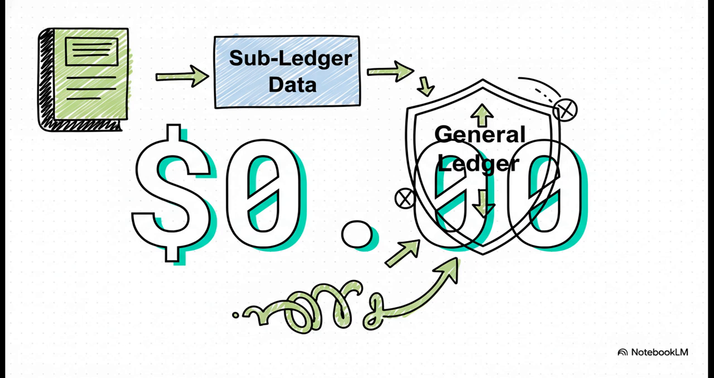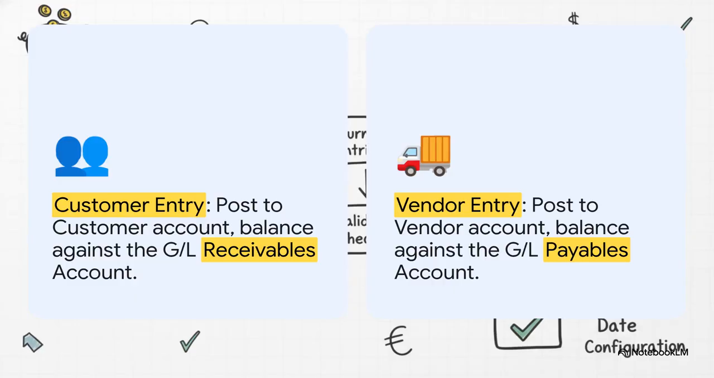Every single journal we post to bring in that subledger data is specifically designed to leave the general ledger completely untouched. And what's great about this is that the process is almost identical for bringing in your open customer invoices and your open vendor bills. For customers, you just post to the customer and balance it against the GL receivables account. For vendors, you do the exact same thing, post to the vendor and balance against GL payables. See, it's the same zero balance logic, just applied to different sides of the balance sheet.